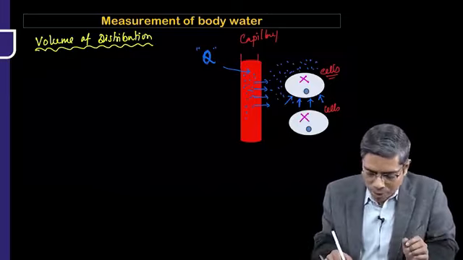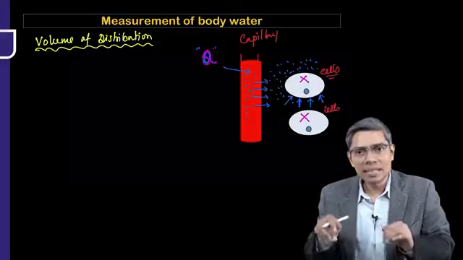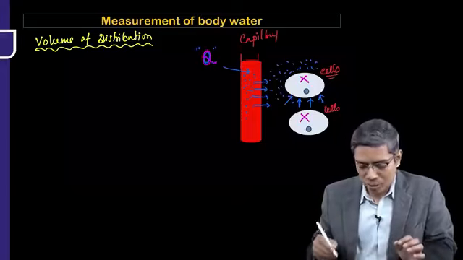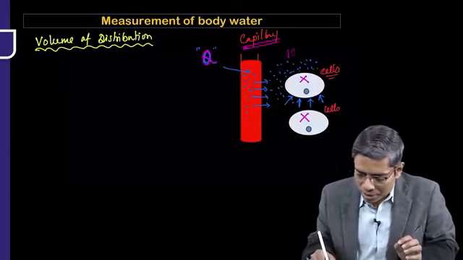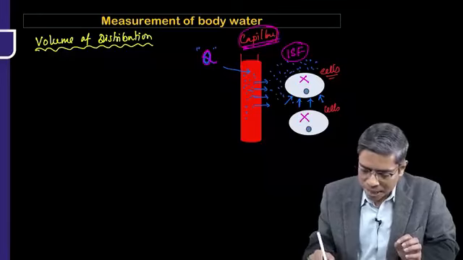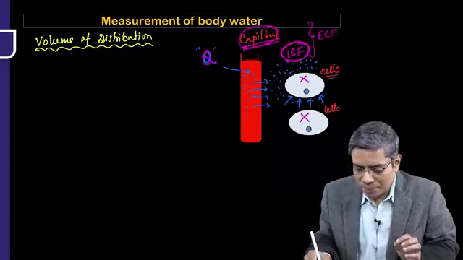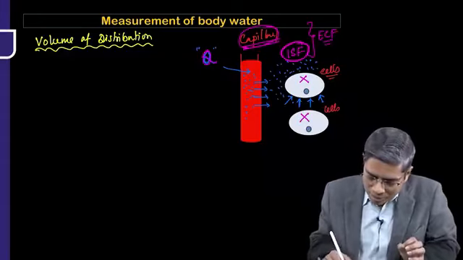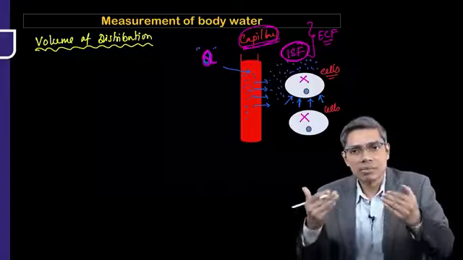That means if I ask you, the Q milligram of substance that I have injected here, where is it distributed? It is distributed inside the blood vessels, as well as inside the interstitial fluid. Means it has been distributed in the plasma as well as the interstitial fluid. The combination of plasma and interstitial fluid is what? ECF. That means this Q milligram of substance has been distributed in the extracellular fluid.